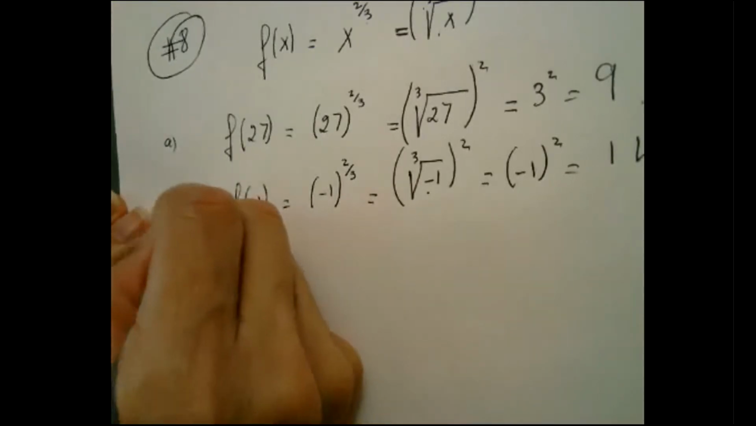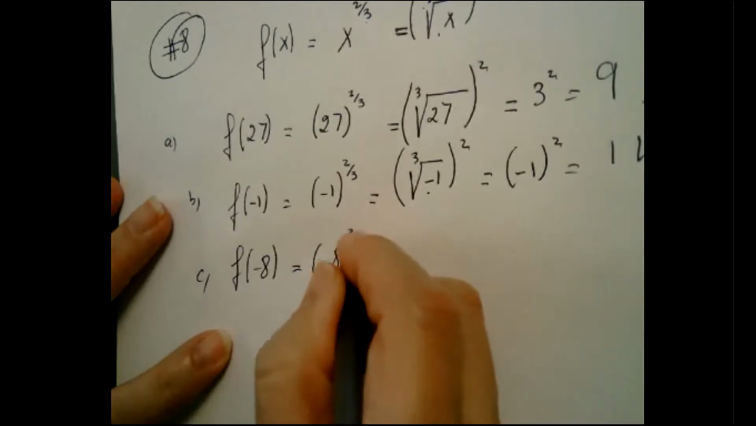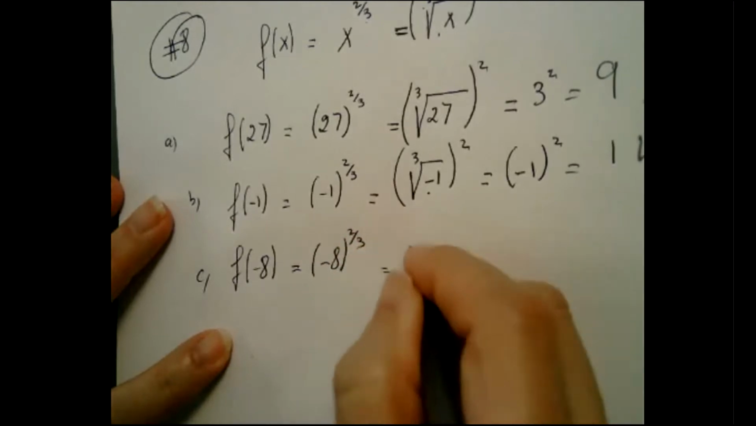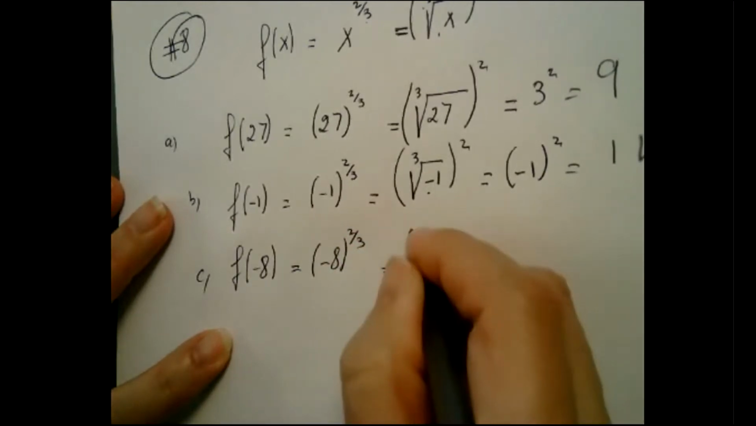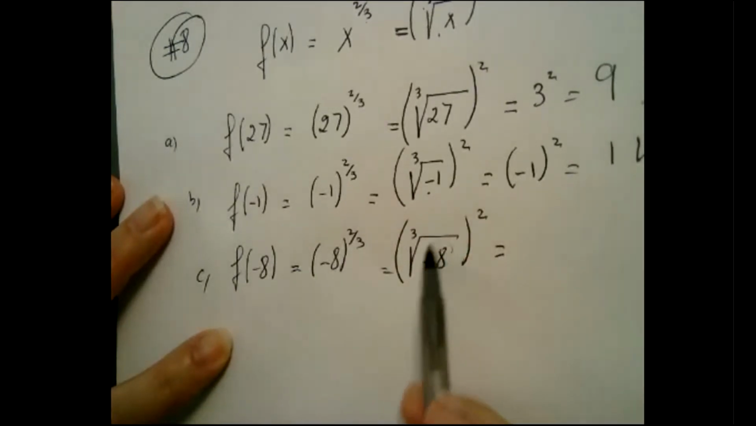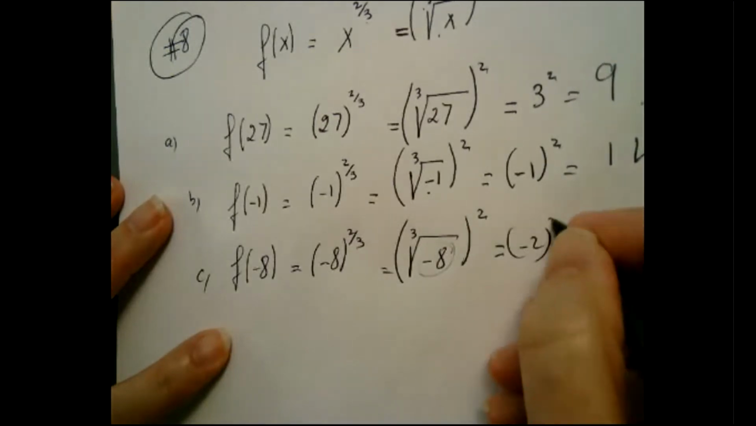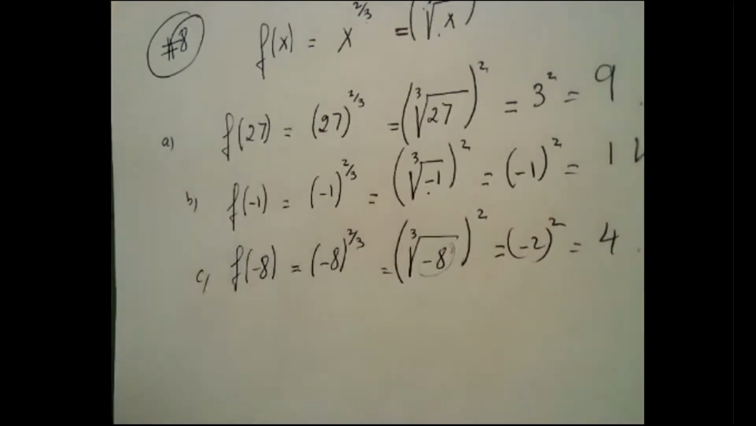Now the last one, what is f of -8? Again, so it's -8 to the power 2/3. Once I write it in this format, I am ready to go. Which number to the power 3 gives me -8? It's -2, squared, which will give me a 4.